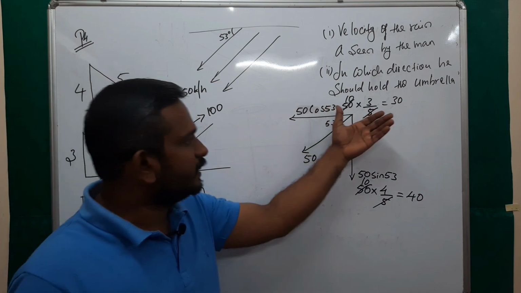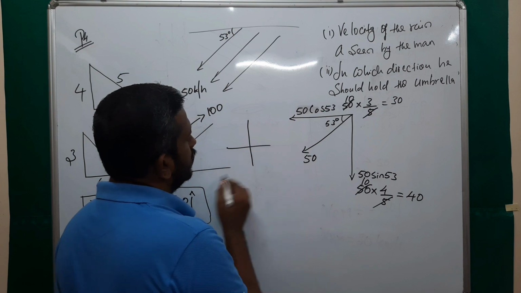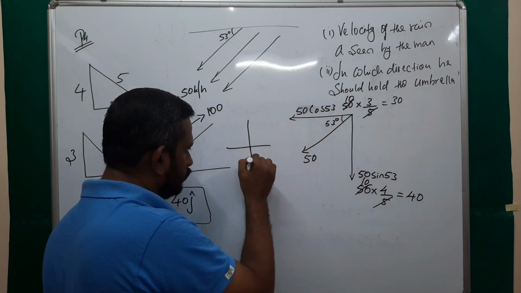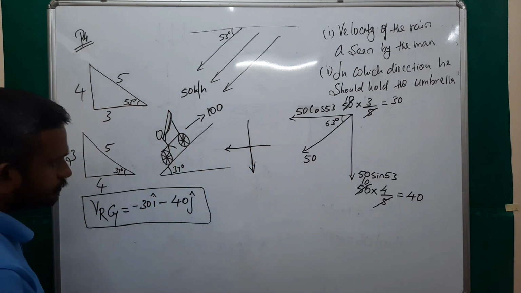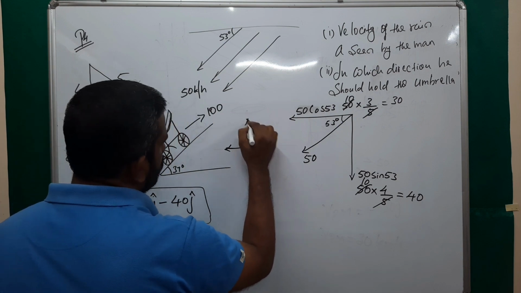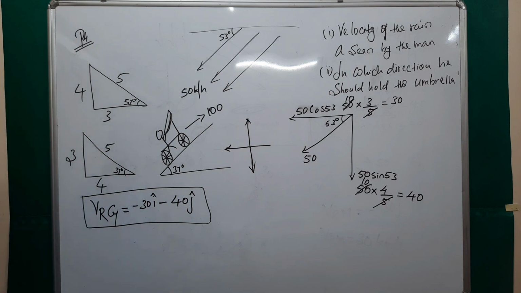So one component is in the negative x-axis and another component is along this direction, the negative y-axis. Positive x-axis, negative x-axis, positive y-axis, negative y-axis. Clear?